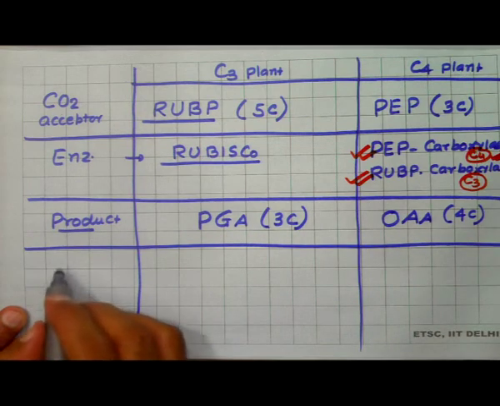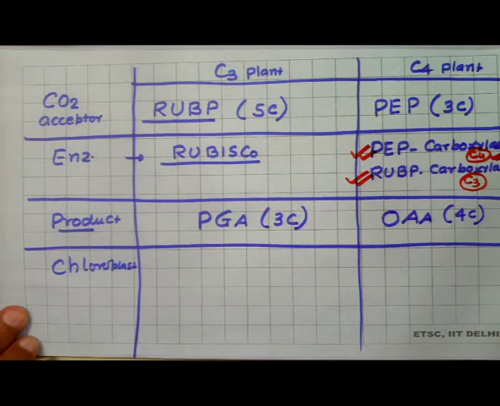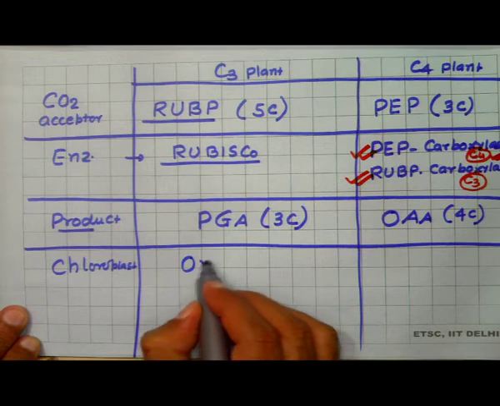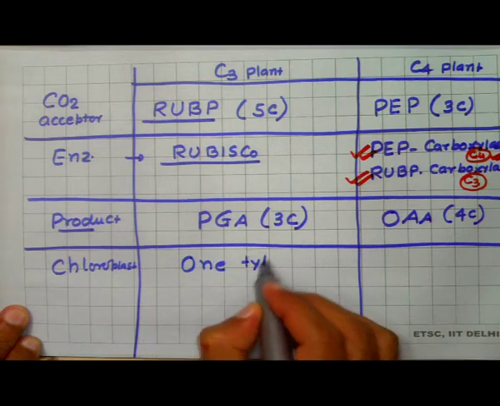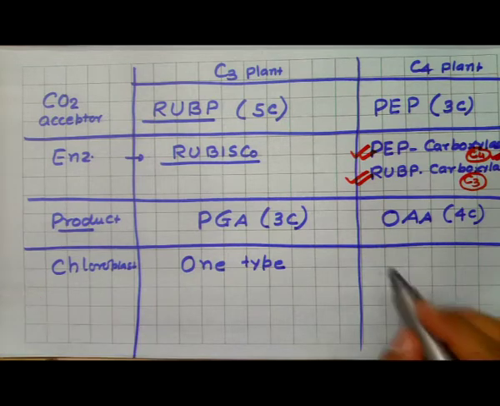As we have seen in Kranz anatomy, the chloroplast structure. Here the chloroplast is of one type, but in case of C4 plants, the chloroplasts are dimorphic in nature.